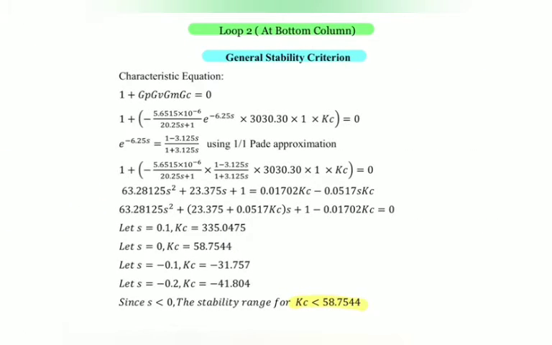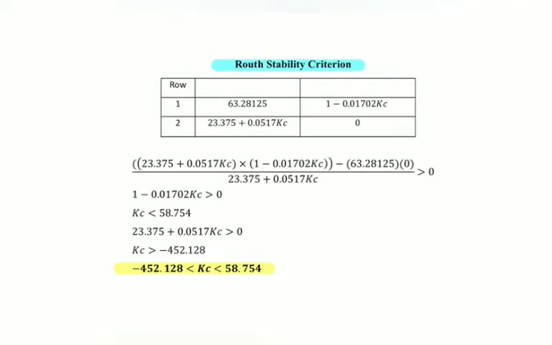So for loop 2, we also use the general stability criterion, then substitute GV, GP, GM, and GC into the equation. Then using the 1 over 1 back approximation, change the exponential function, then find out the range for the CASI. Same goes for the Routh stability criterion too, so we'll get the range for the CASI.